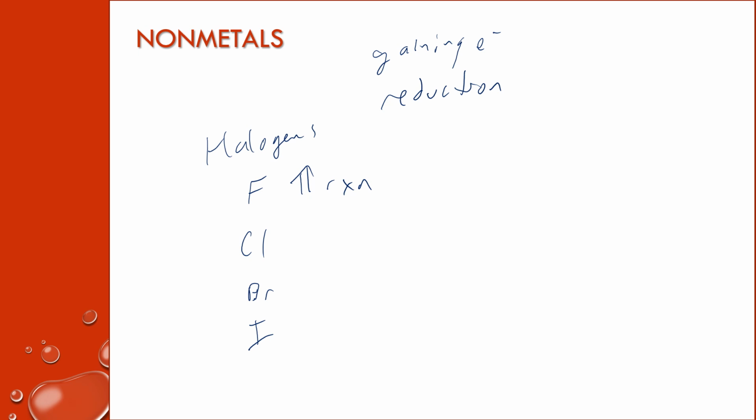That means that fluorine is going to be the best oxidizing agent of this set because it's going to undergo reduction the easiest, and whatever is reduced is also called the oxidizing agent.